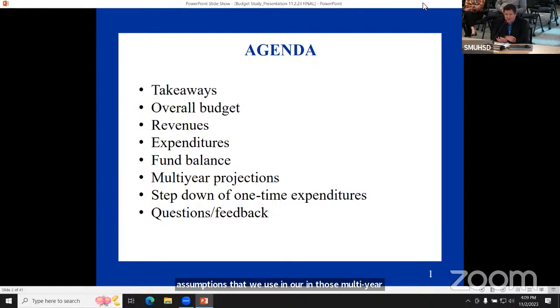We'll take some time to answer questions, and then we'll get into a discussion of the step down of one-time expenditures, really focusing on the state and federal COVID funds that the district had received over the last several years. And then we'll end with questions and feedback.